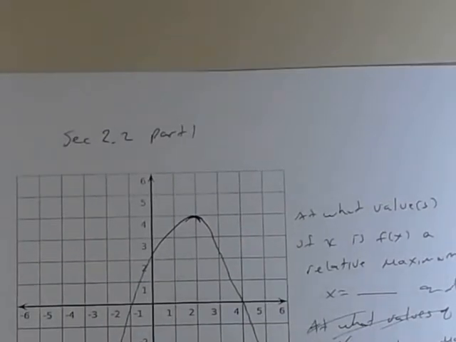So at what values of x, and that could be more than one. There could be more than one relative maximum. There could be more than one relative minimum. So at what values of x is f of x? Now f of x stands for what value? Y. So at what values of x is y a relative maximum? And so what's that x value? And then the question is, what is the relative max? So the relative max is blank.